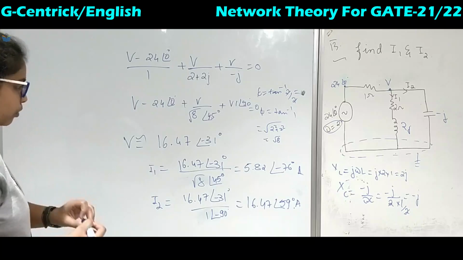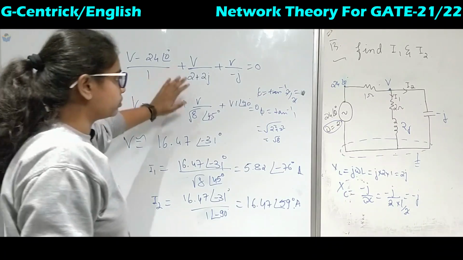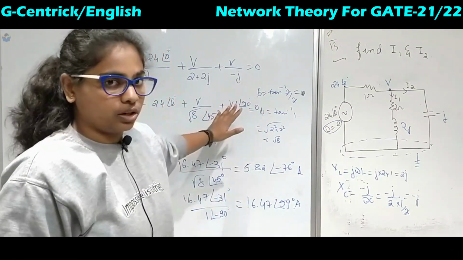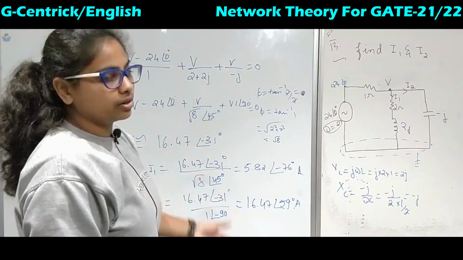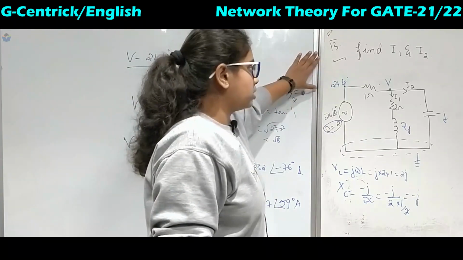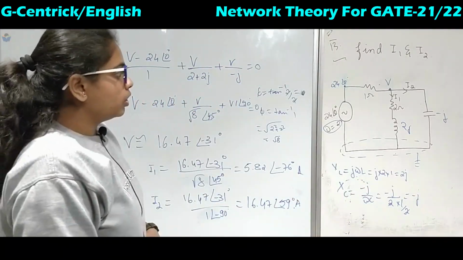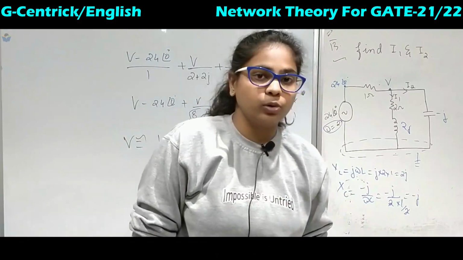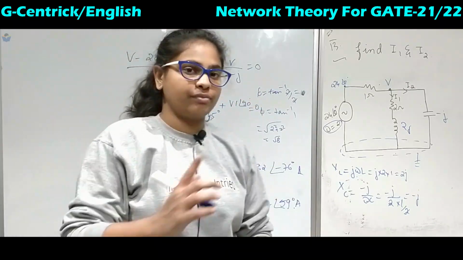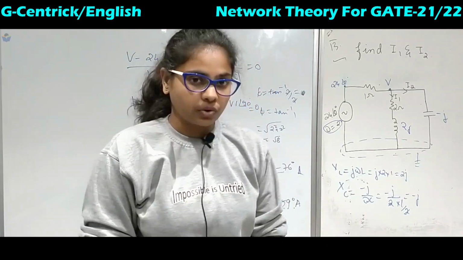Basically these types of problems will not be asked in GATE because of the complexity in calculations. For this one we need a scientific calculator. This problem is taken only for the understanding of the concepts. In the next lecture we will take a few more problems based on AC analysis, then we will switch to resonance. Okay, thank you.